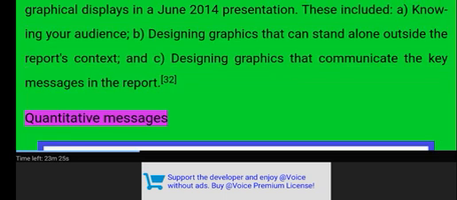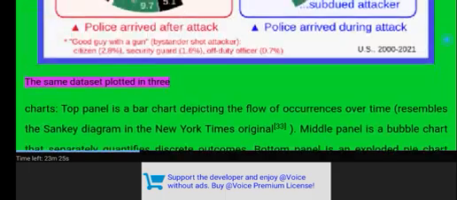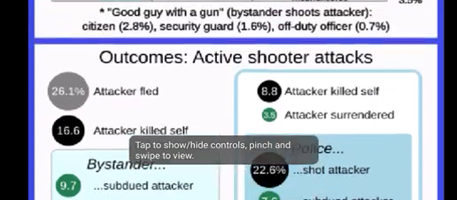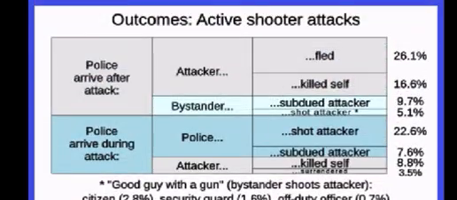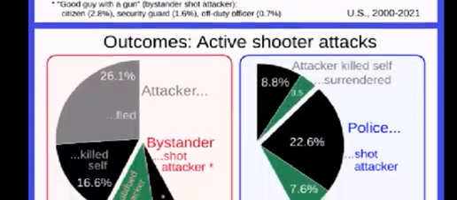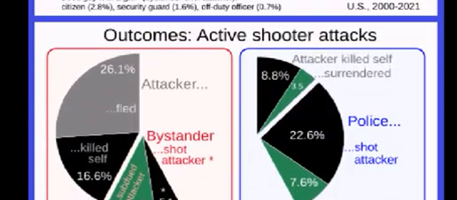Quantitative messages. The same dataset plotted in three charts. The top panel is a bar chart depicting the flow of occurrences over time, resembling the Sankey diagram in the New York Times original. The middle panel is a bubble chart that separately quantifies discrete outcomes. The bottom panel is an exploded pie chart showing relative shares of categories, and shares within categories.